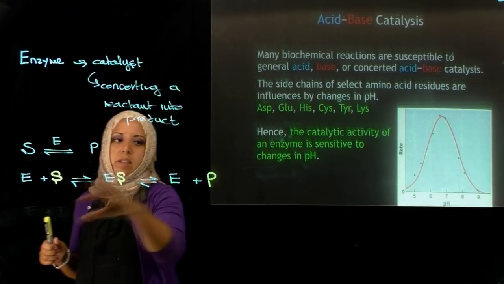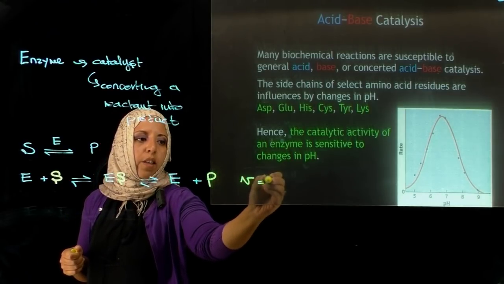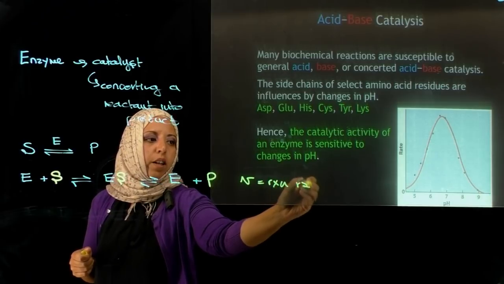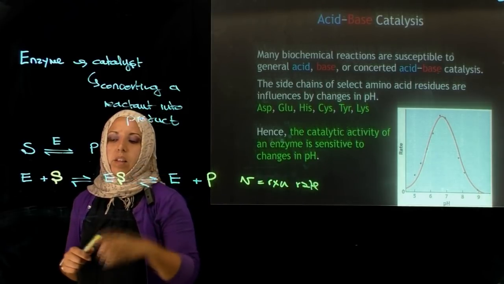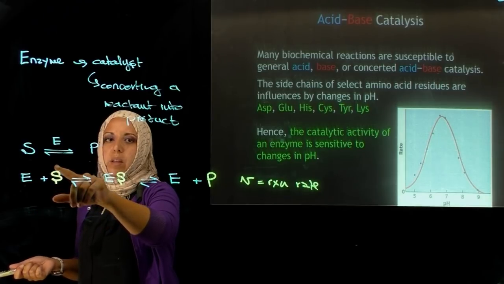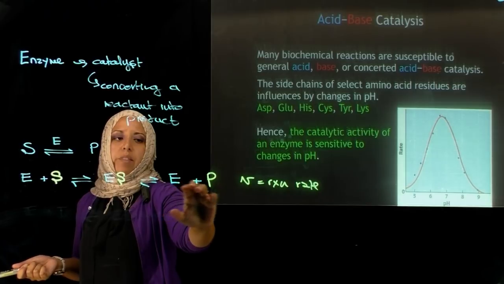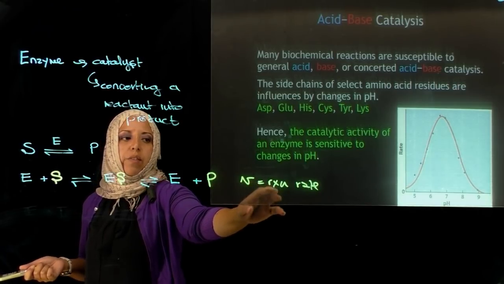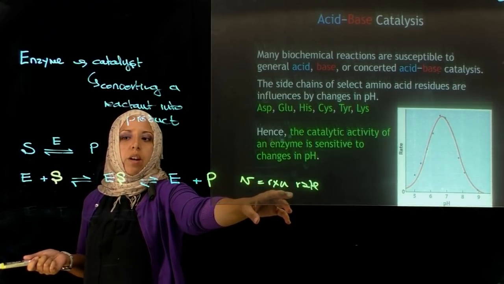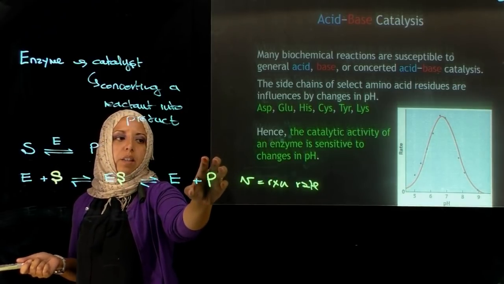So suppose this is the overall rate of the reaction. This is the reaction rate. So you have the enzyme, you add the substrate to it, it forms an enzyme substrate complex, and then you have the enzyme and the product, and you're measuring the rate of the reaction. Or in other words, you're measuring the turnover of that substrate into product.